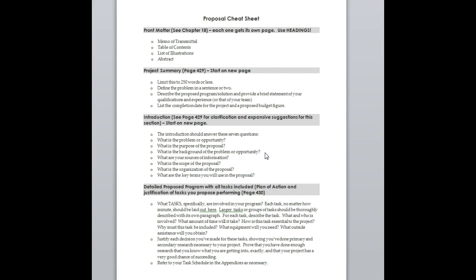And you know the circumstances that led to this problem, this opportunity. You understand the relationship and events surrounding it. So you need to make that very clear.